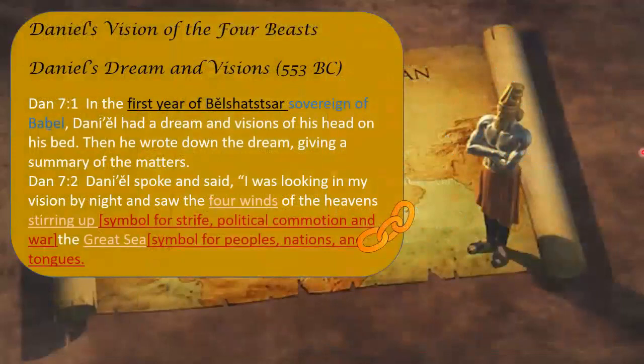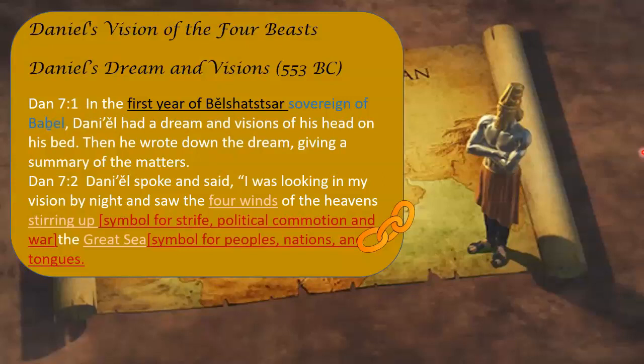Okay, Kim, would you read the titles and then the scripture, please? Daniel's vision of the 4 beasts. Daniel's dream and visions, 553 BC.